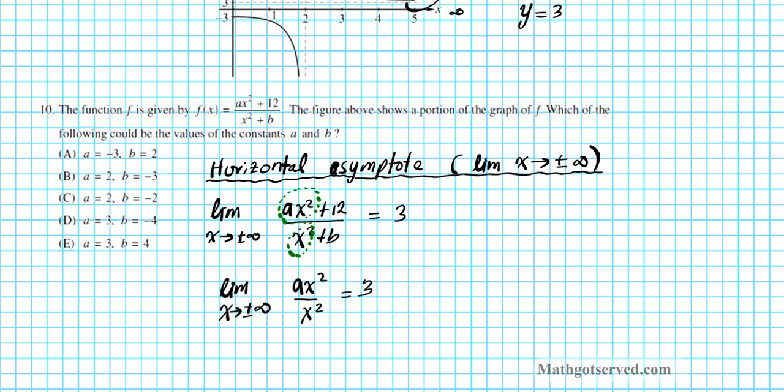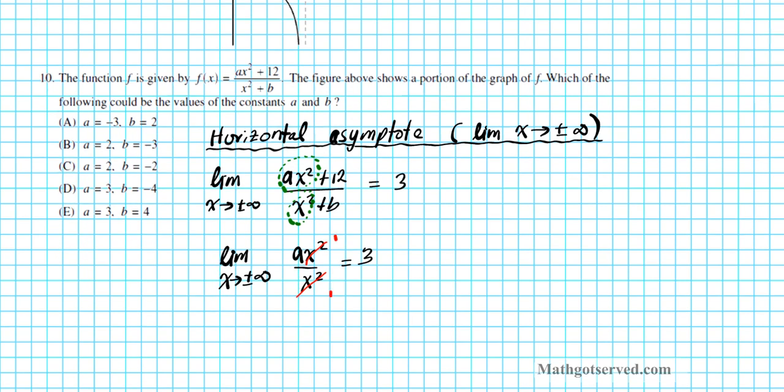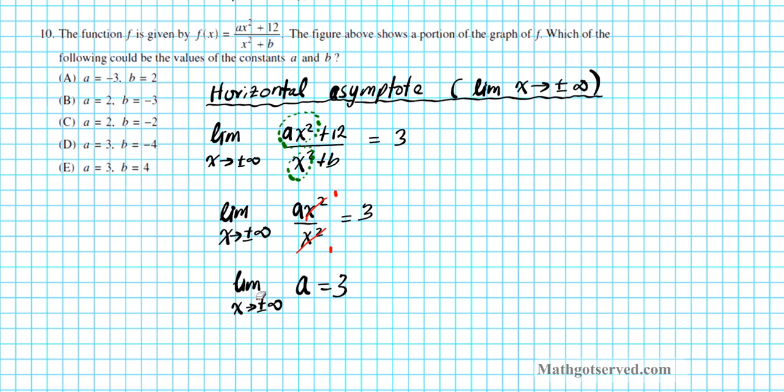Now, how do we solve the left side here? Notice we can reduce x squared and x squared, divide out 1 over 1, and we're going to have the limit as x approaches plus or minus infinity of the constant a equals 3. If you find this limit, this constant is independent of where x goes. So we have a equals 3. Let's look at our options. With the answer a equals 3, we can eliminate options A, B, and C. So we're now down to 2 options.